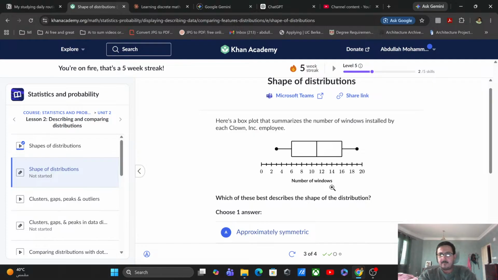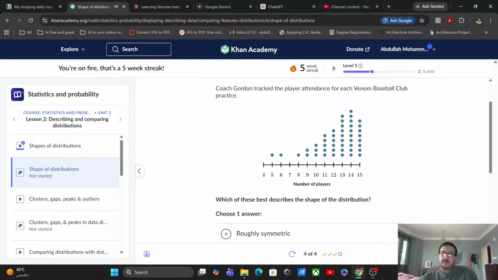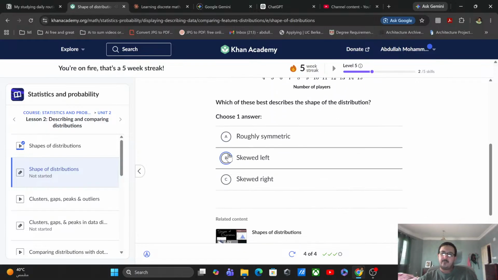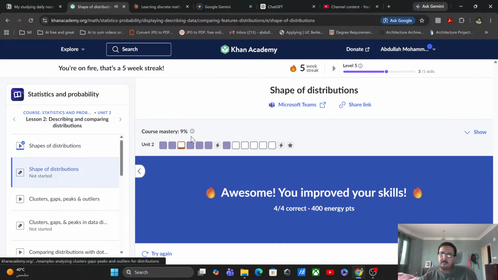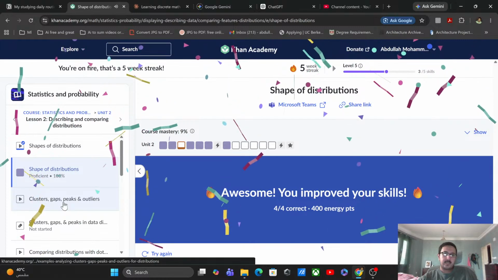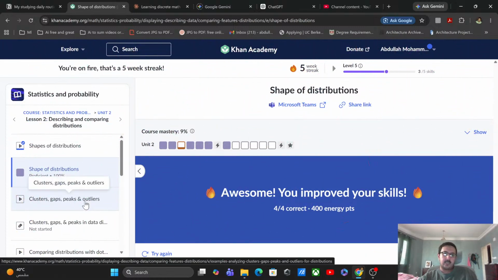3 points, 4 points. Okay. 1, 2, 3, 4. 4 points. Approximately symmetric. Wouldn't you say? I'd go with approximately symmetric. Okay. Skewed to the left. Clusters, gaps, peaks, outliers.